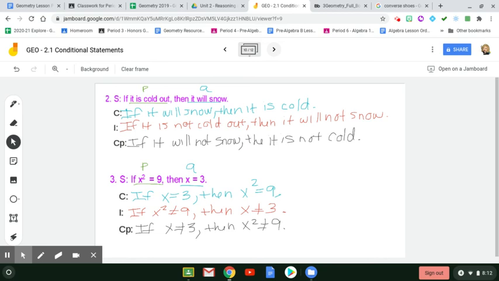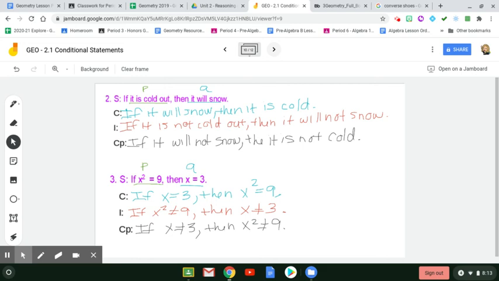All right, last one for us to try together, and then I would like you guys to move on to the next activity and try some of these things on your own. So, if angle A is supplementary to angle B, then they are adjacent. So, the hypothesis is angle A is supplementary to angle B. The conclusion, they are adjacent.